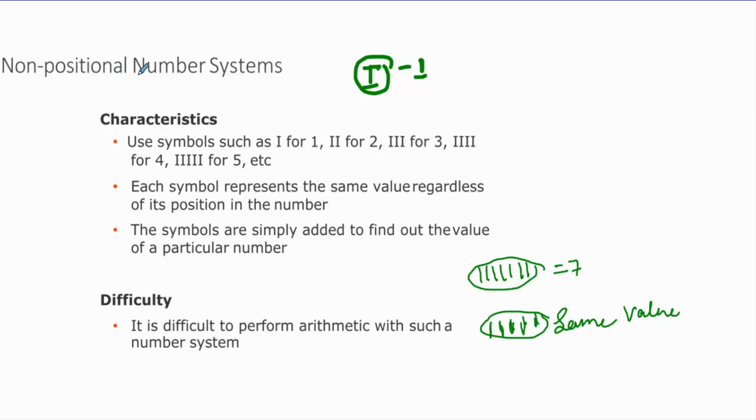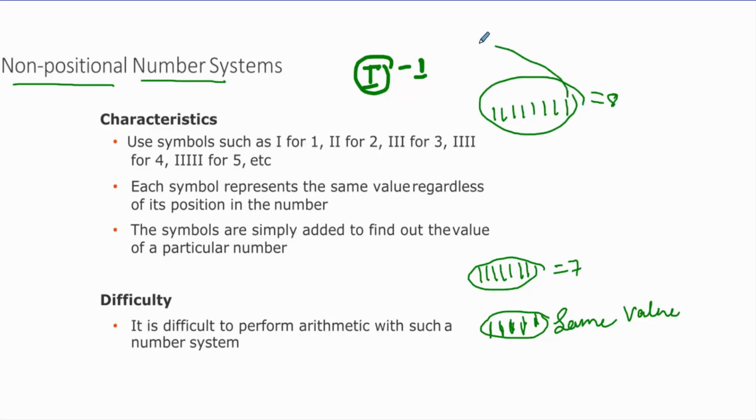If you write 1000 also, that is nothing but 1000 lines you need to represent, but all lines represent only 1. That is why we are saying a non-positional number system does not have its own position values; instead they have the same values. Here I am writing something which equals 8. If you count all the vertical lines, that becomes 8, correct? But all individual vertical lines have the same value. That is what a non-positional number system is. I hope this is clear to you.